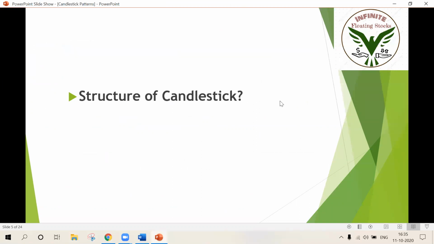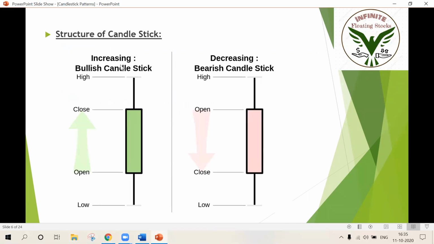So, the structure of a candlestick. This is very important. This is the structure of a candlestick. When the color of the candle is green, such a candlestick is called a bullish candlestick. I repeat, if the color of the candle is green, then it is called a bullish candlestick. And if the color of the candle is red, that candlestick is called a bearish candlestick. This is low and this is high, and for the red candle also, this will be low and this will be high.